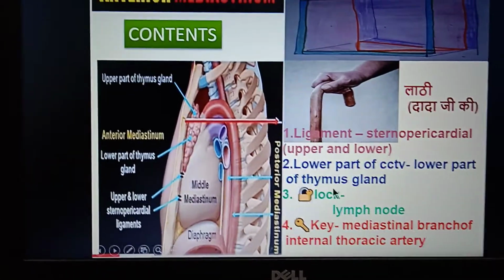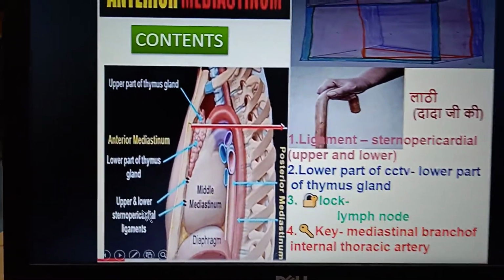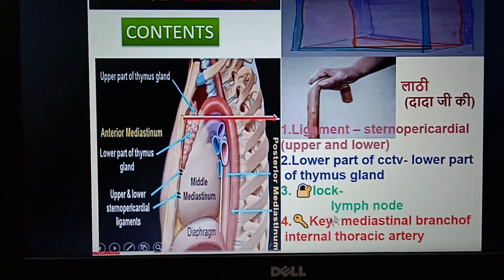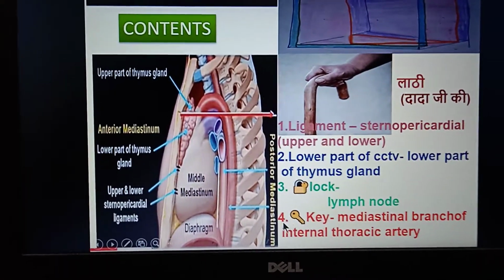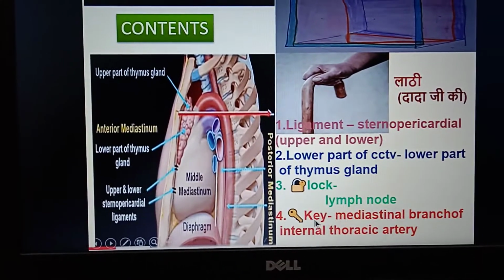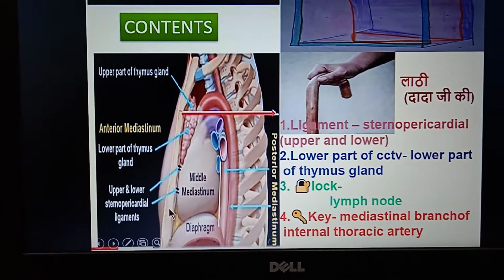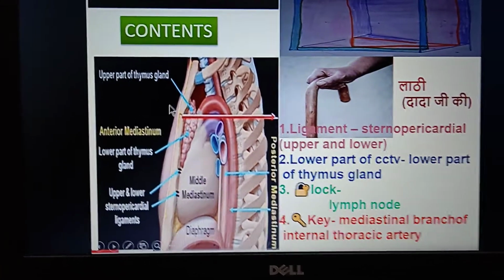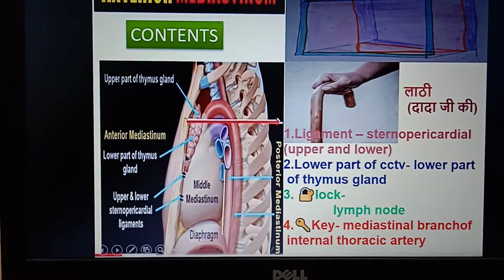And one lock is there, obviously. This is campus, so we have to keep it, but not that specified. One small lock, okay, and one key. Key is comparable to the mediastinal branch of the internal thoracic artery. Here, the internal thoracic artery is running, okay.